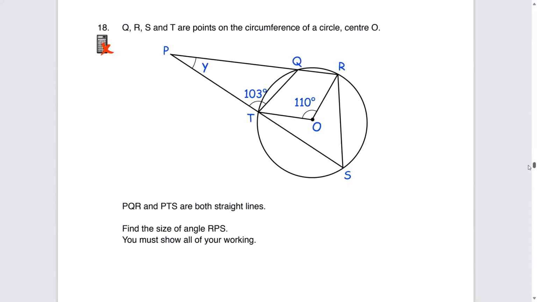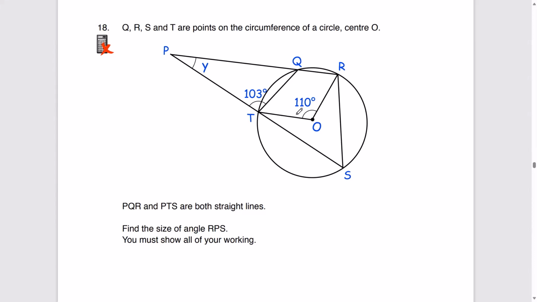Another one. Okay, we have Q, R, S, T points on the circumference, the center O. And we know PQR and PTS are both straight line. Okay. All right, this and this. So find the size of RPS. S, okay? So this angle Y. Wow. Quite interesting.